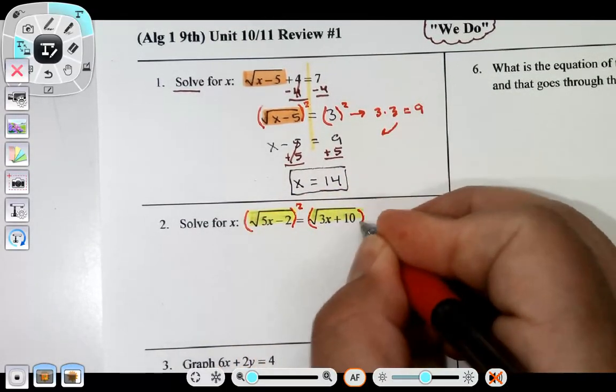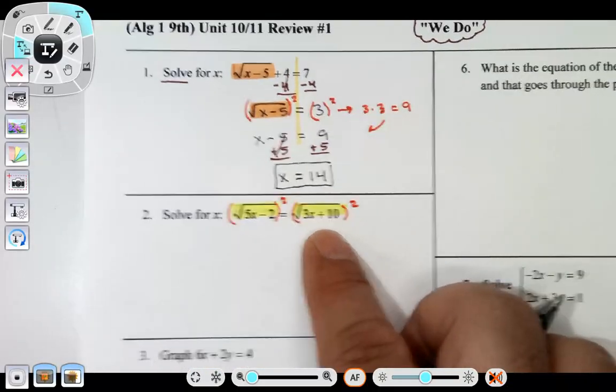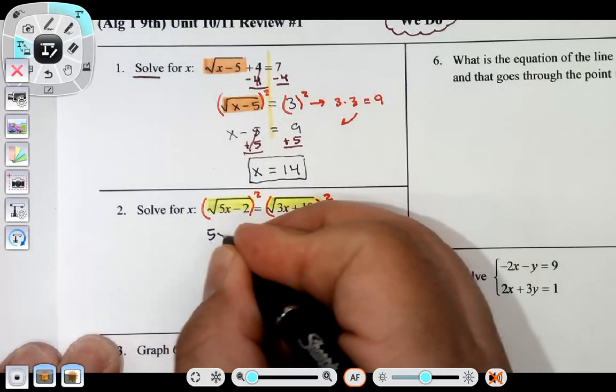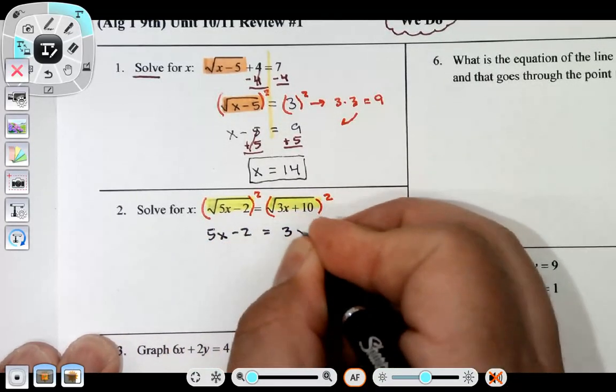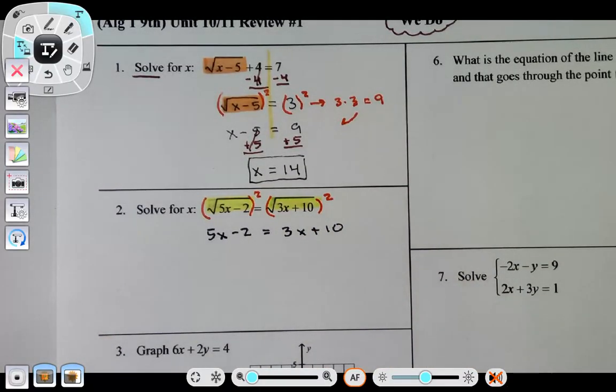So I want to release the radicand, the inside of the radical. I want to release that. So we were trying to get it out. Well, the power of 2 will do that easily, leaving me with 5x minus 2 is equal to 3x plus 10. All right, well, now it's just a basic solving, right?